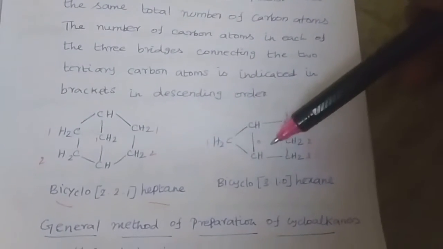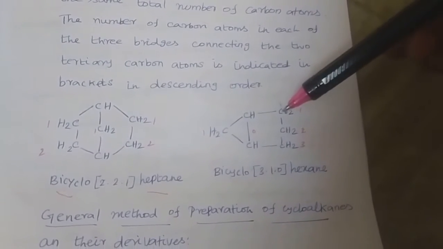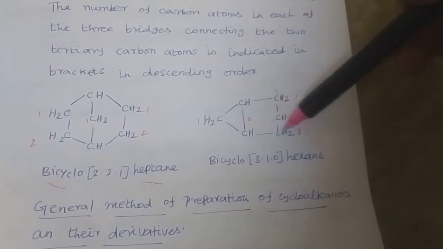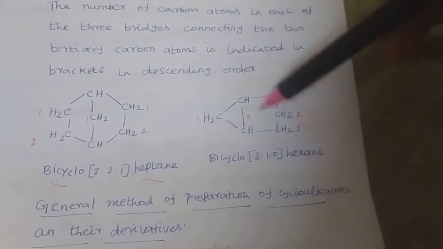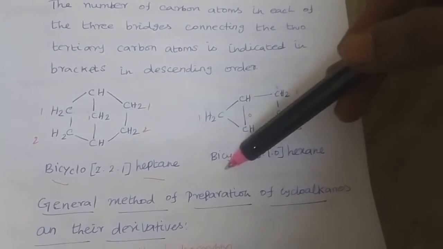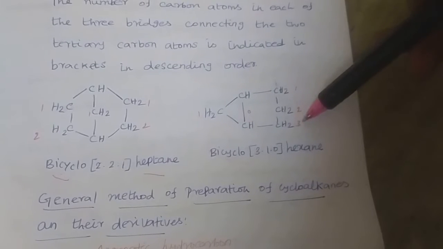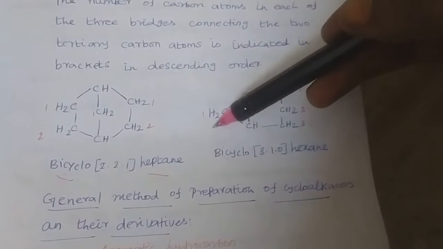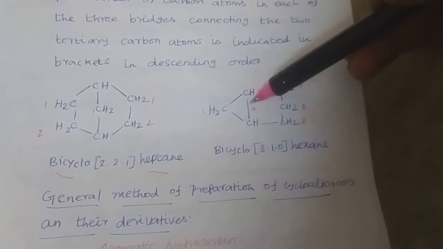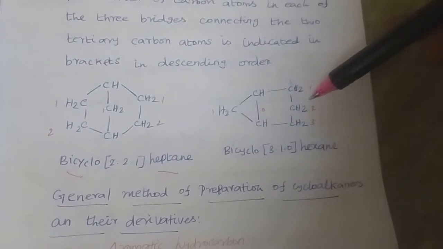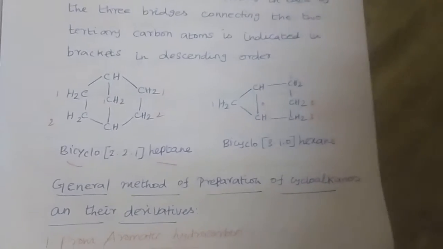Like that, this is also a 6 carbon system. 1, 2, 3, 4, 5, 6. So it is a hexane. 2 rings are there, so it is a bicyclo. What are the bridged carbon atoms? Here 3 carbon atoms, so 3. Here 1 carbon atom, so 1. In the center there is no carbon atom, so you put 0. So bicyclo 3,1,0 hexane.